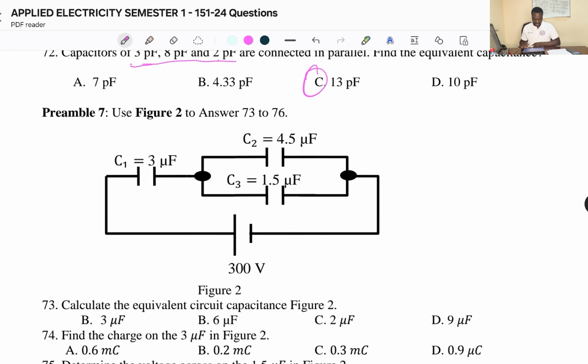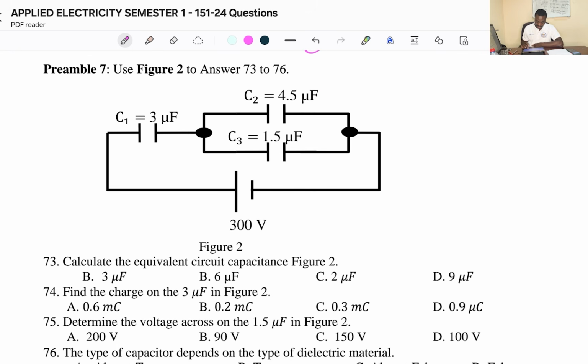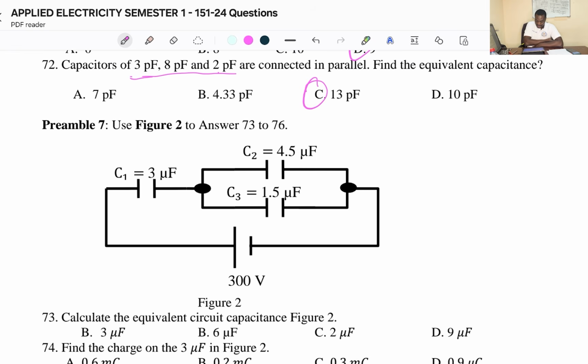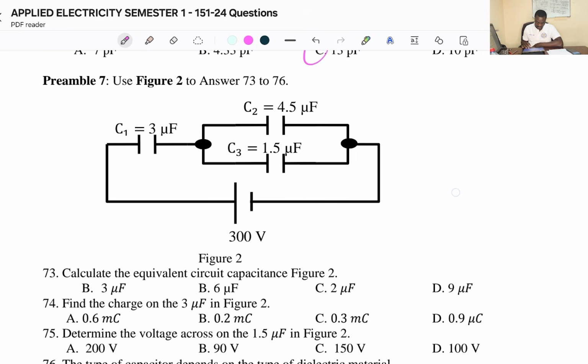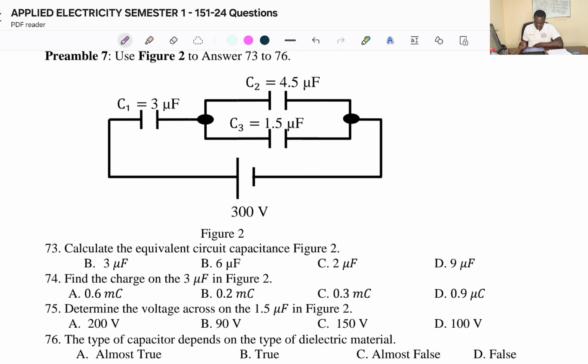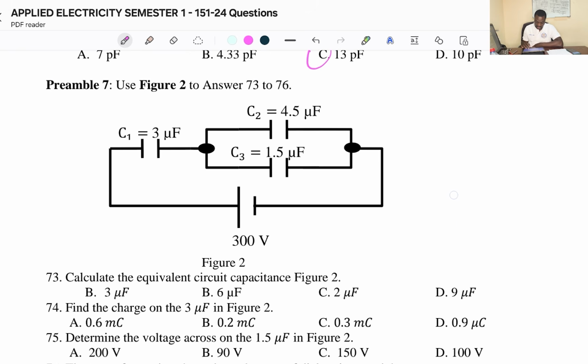Question 73, we have preamble 7. Use figure 2 to answer questions 73 to 76. So we have question 76 here. With this question, we have to calculate the equivalent circuit capacitance. This is figure 2 that we have here. If we are to calculate the equivalent capacitance, we can see that we have 4.5 microfarad and then 1.5 microfarad.